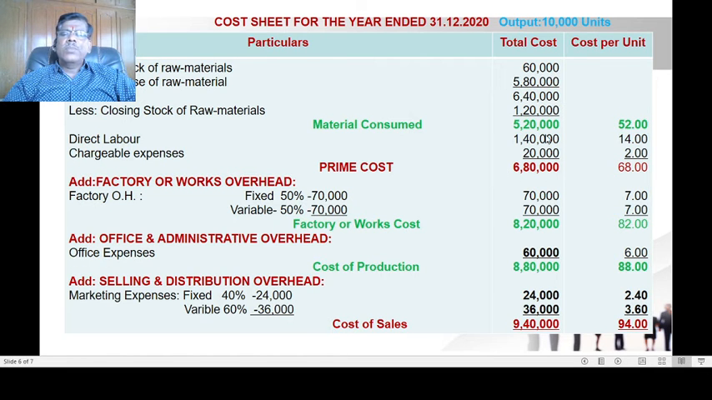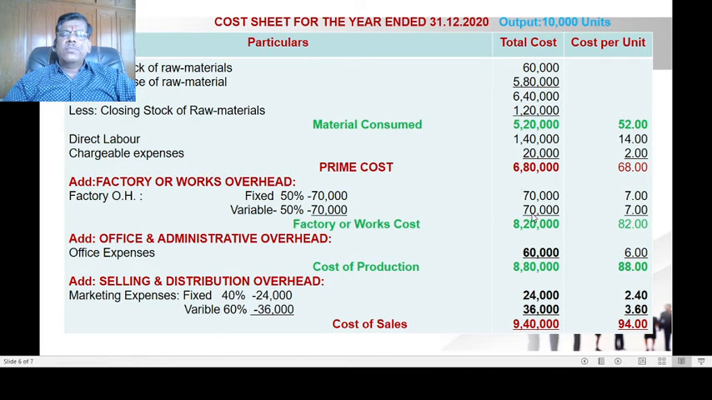Then the total prime cost will be 6,80,000. The per unit cost is 68 rupees. Then add factory or works overhead. The factory overhead may be 50% fixed in nature, 50% variable in nature. That is 70,000, divided by 10,000, you will get 7 rupees. Similarly, 70,000 divided by 10,000, you will get 7 rupees. Then fixed cost per unit is 7 rupees. Then variable cost per unit is 7 rupees.